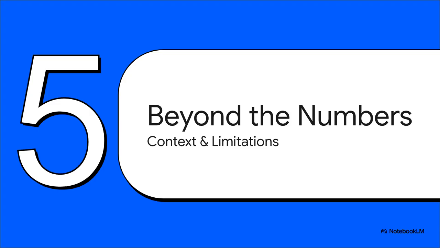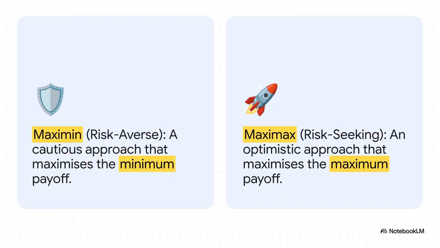Now, before we finish up, it's really important to remember that this isn't just some magic number crunching machine. The numbers are powerful, but there's some really important context we need to consider. People are just wired differently when it comes to risk. Someone who's really risk-averse might use what's called a maximin strategy. They look at all the worst-case scenarios and just try to pick the best of a bad bunch. On the flip side, a risk seeker might use maximax. They ignore everything except the jackpot, that single best possible outcome. A decision tree lets you see all the possibilities, so you can apply whatever strategy fits you best.